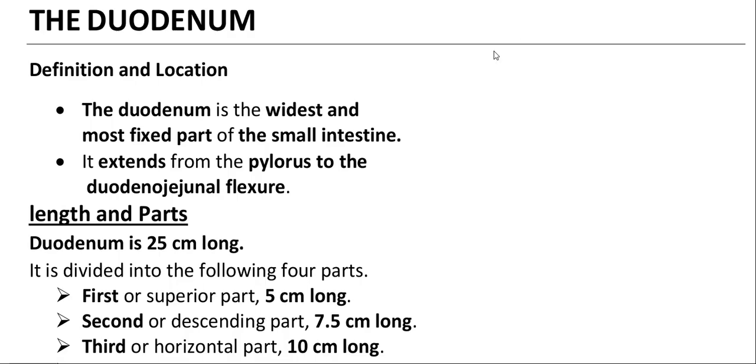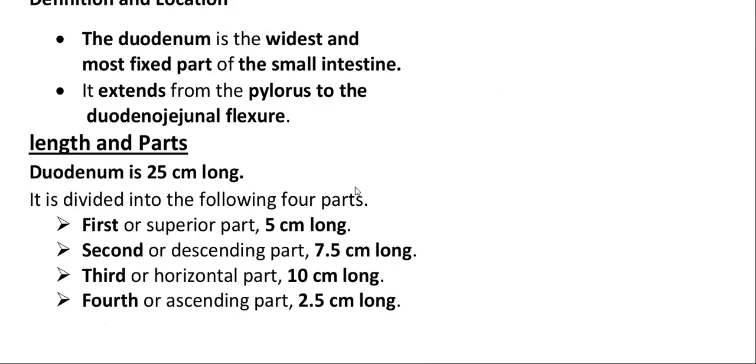The duodenum: definition and location. The duodenum is the widest and most fixed part of the small intestine. It extends from the pylorus to the duodenojejunal flexure.